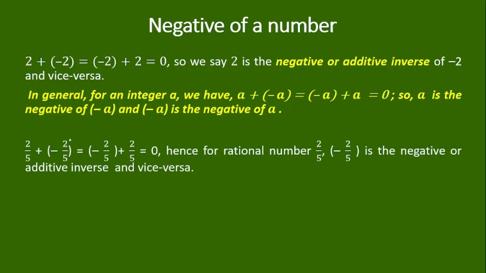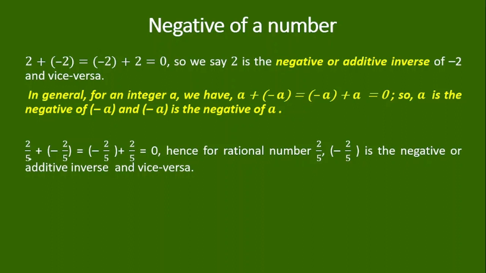Now let's consider rational numbers. One thing you can notice here is that I have directly considered integers, not whole numbers. Why? Because in whole numbers we don't have negative numbers. Only in integers do we have negative numbers. So that is why we are considering integers and not whole numbers. Now coming to rational numbers.